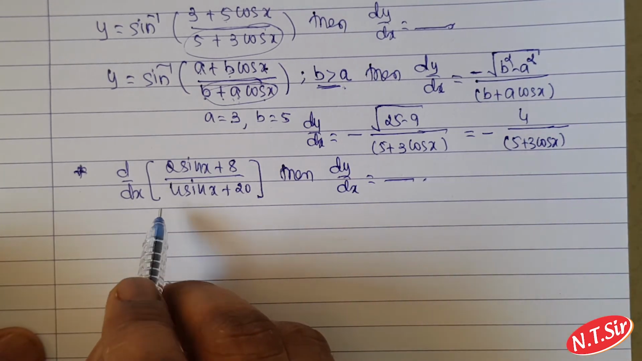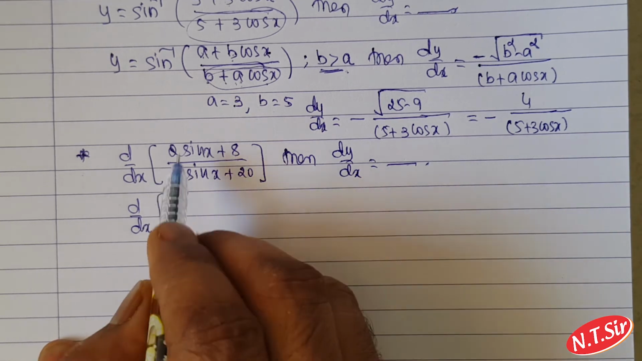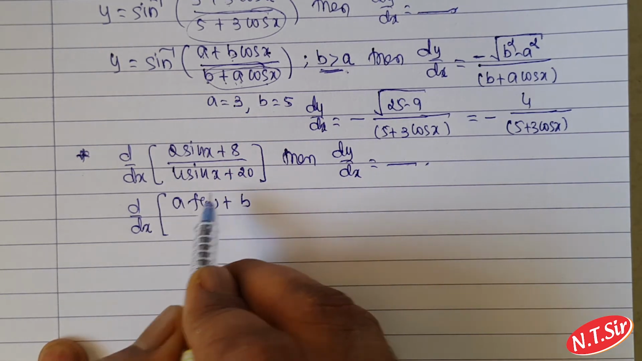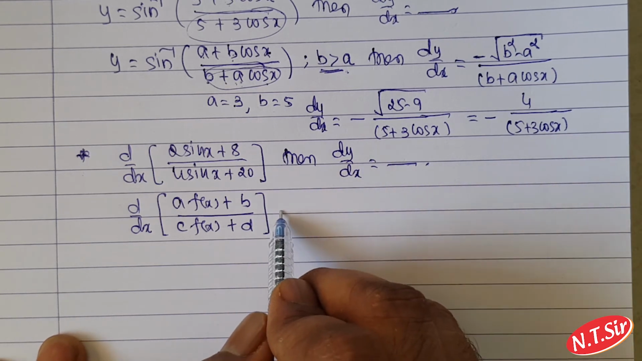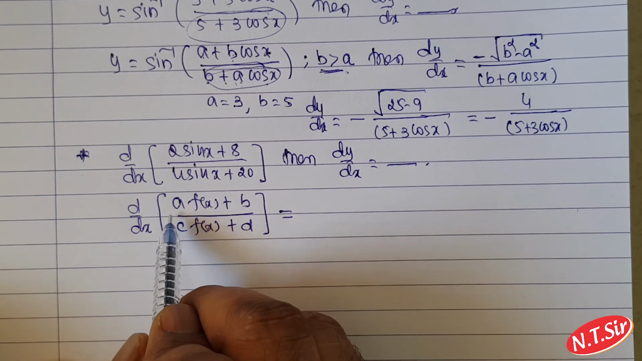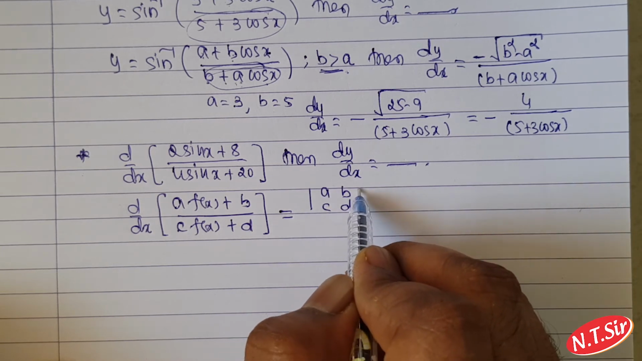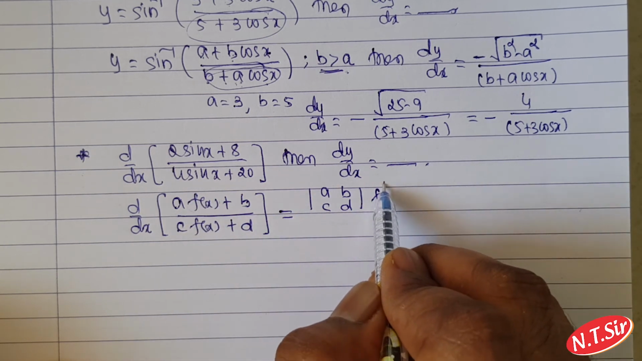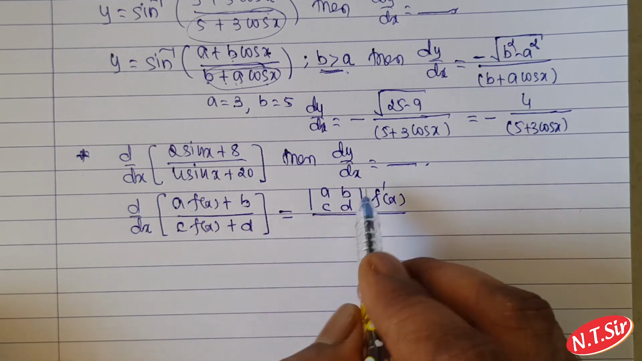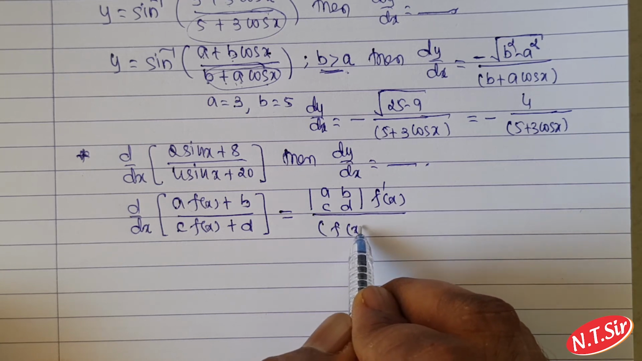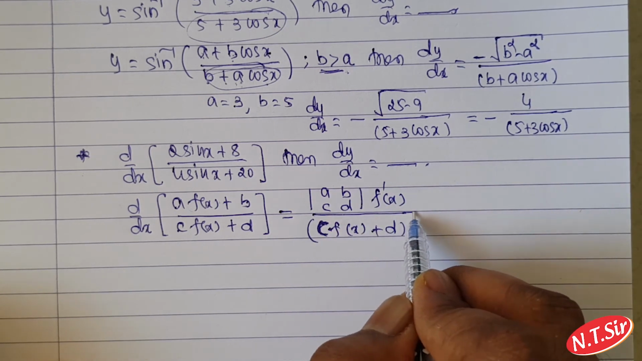Remember one formula: d by dx of (a into f(x) plus b) whole upon (c into f(x) plus d) is equal to the determinant of the coefficients a, b, c, d, into the derivative of this, that is f dash x, whole upon (c into f(x) plus d) whole square.